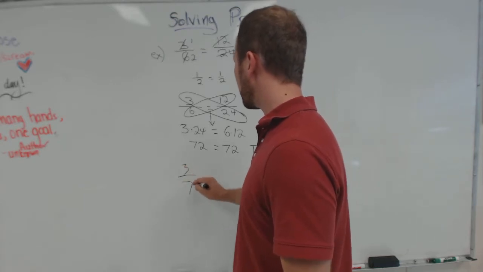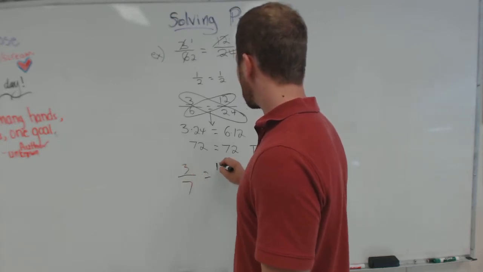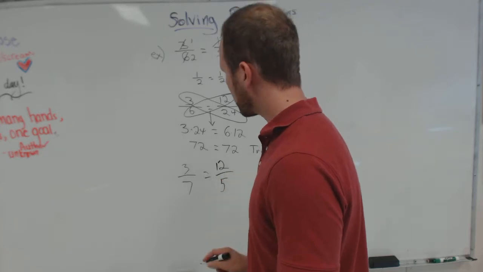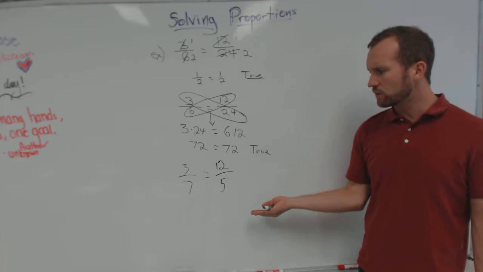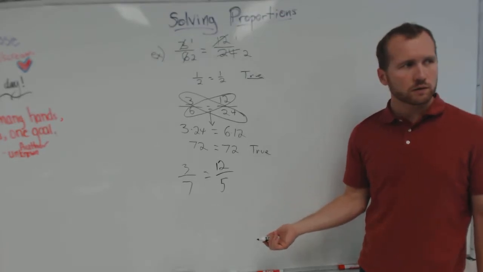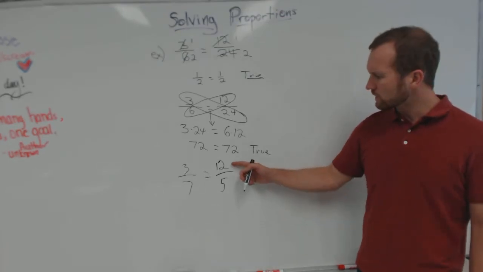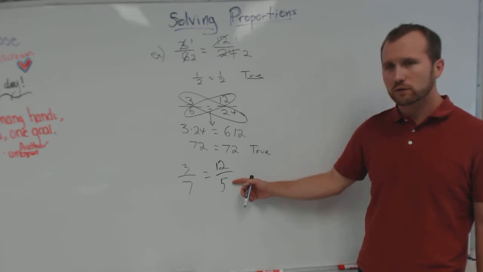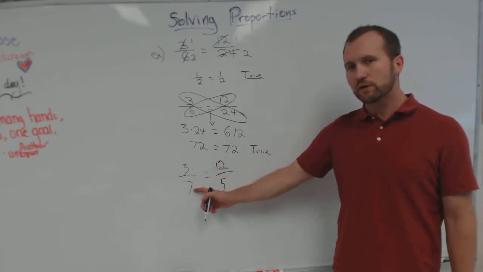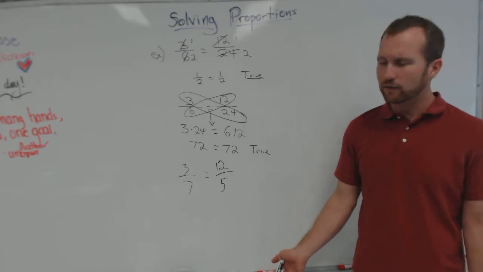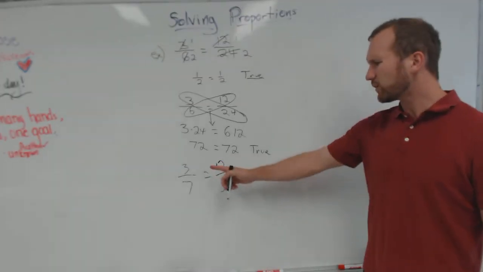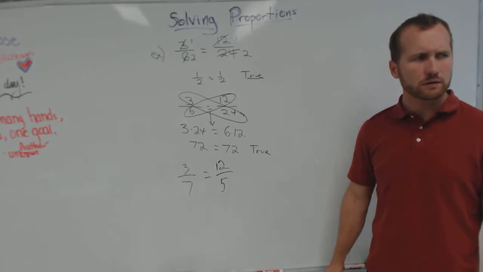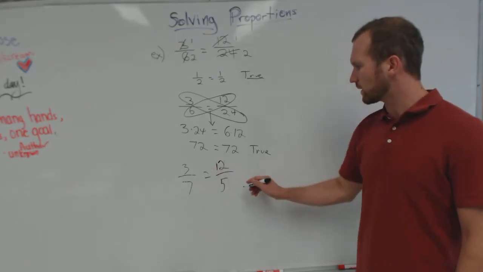And then what happens is we have one like this: 3 over 7 equals 12 over 5. So the first thing we do is we look at it, can we reduce? Is there anything that goes into 12 and 5? No. Is there anything that goes into 3 and 7? No. So I can't reduce, so I'm just going to cross multiply. Does it matter which one I do first? No, I could do this one first this time.